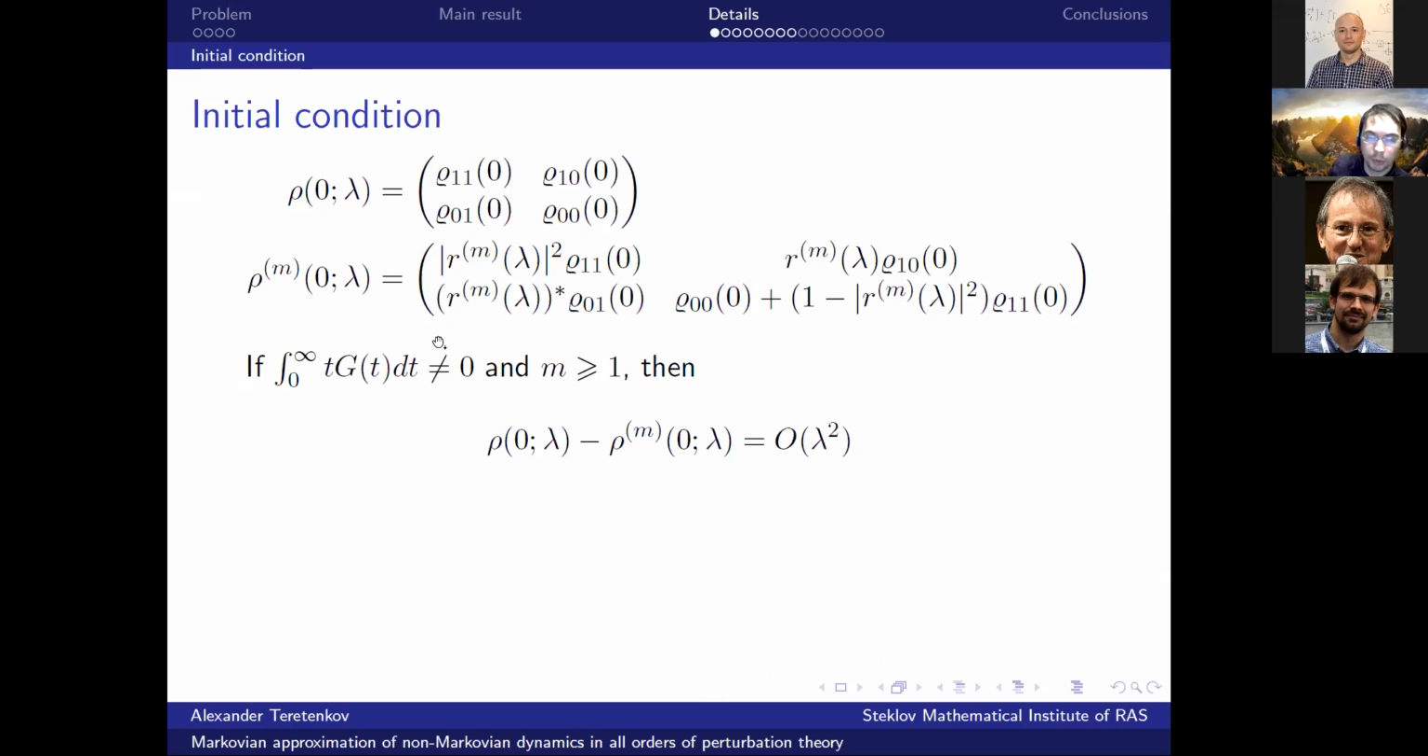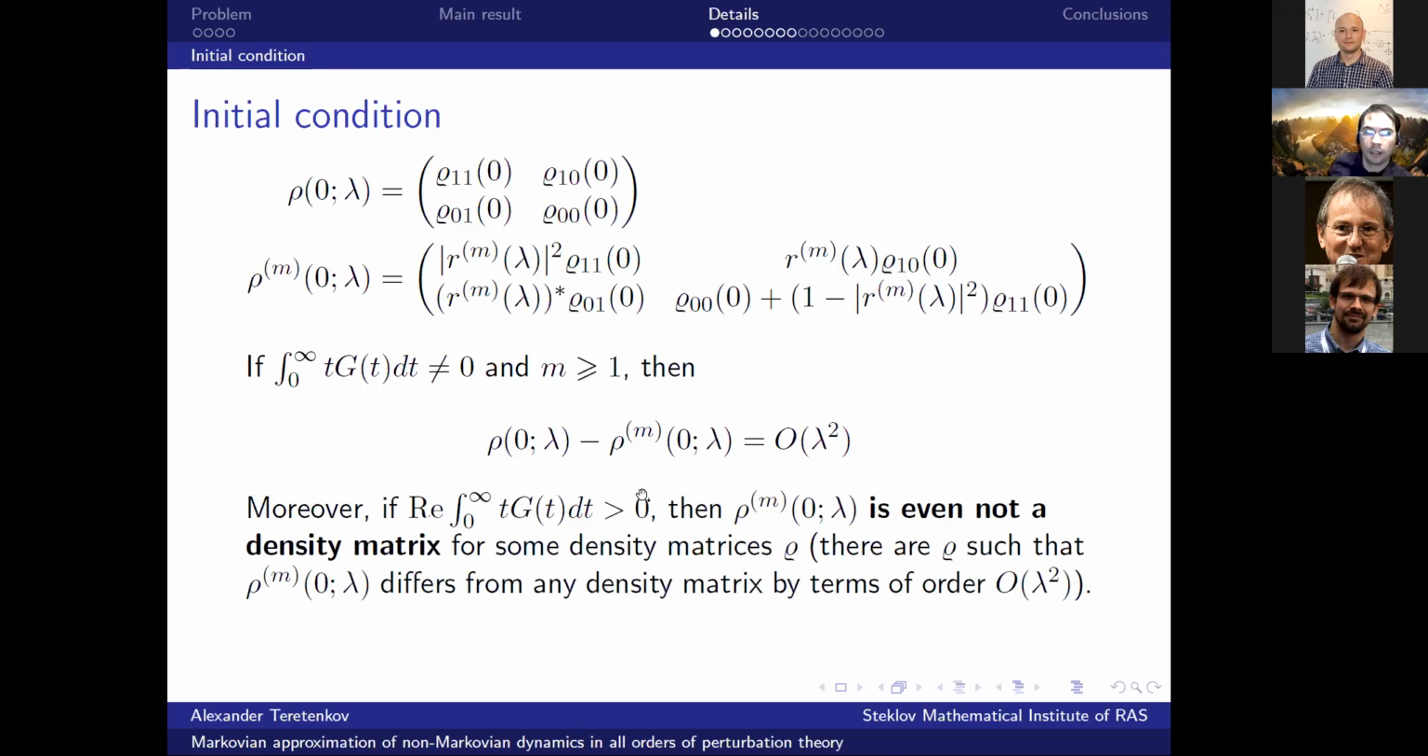But it is possible to prove that if the first moment of the correlation function is not 0, then they will differ at order of lambda squared. So for all the approximate solutions in all orders larger than 1, we have a sufficient divergence between the exact initial condition and the approximate initial condition. So it is really important to redefine this initial condition.